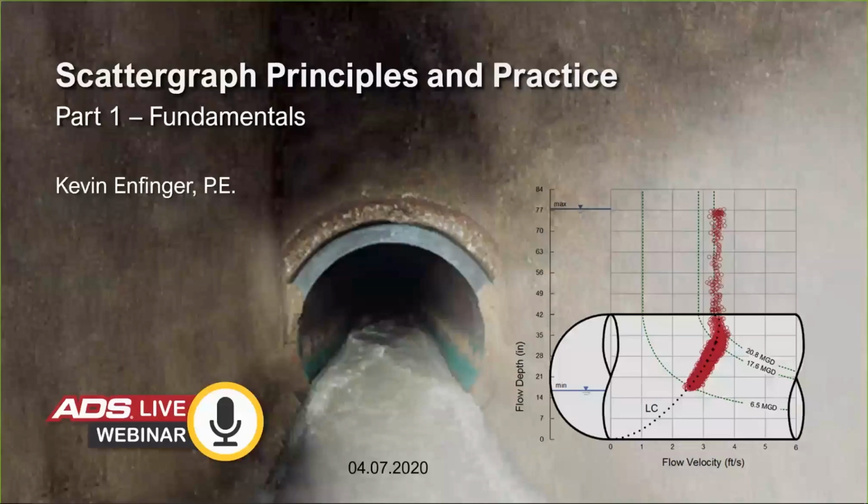Hello, everyone, and welcome to today's webinar, Scattergraph Principles and Practice. This webinar is part one of a multi-part series. In today's session, we'll cover the fundamentals of scattergraphs.